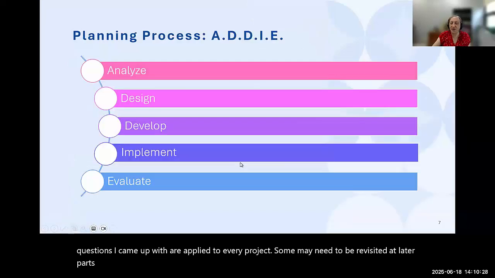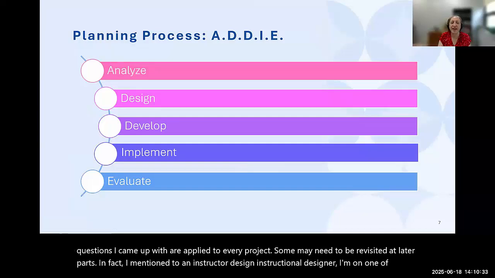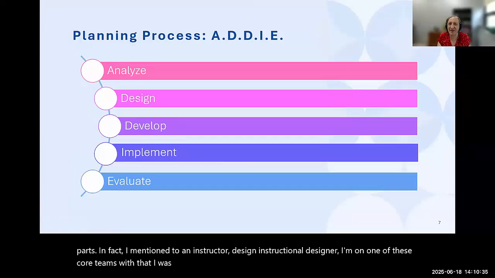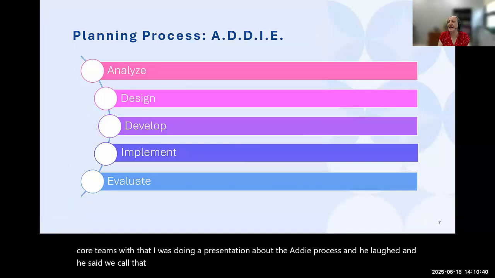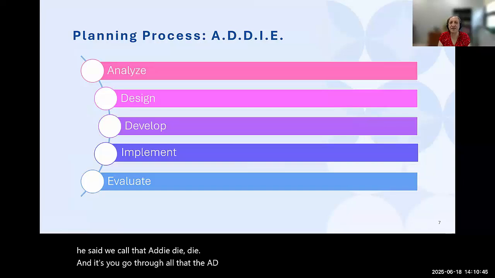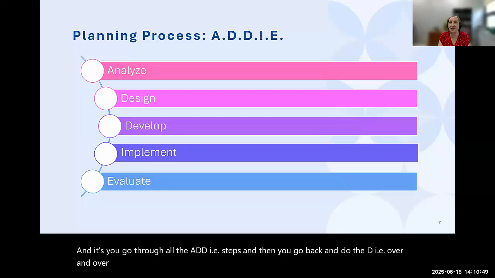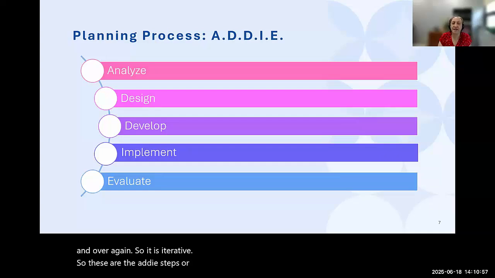In fact, I mentioned to an instructional designer that I'm on one of these core teams with, that I was doing a presentation about the ADDIE process, and he laughed and he said, "Oh, we call that ADDIE. You go through all the ADDIE steps, and then you go back and do the DIE over and over again." So it is iterative. So these are the ADDIE steps or phases: analyze, design, develop, implement, and evaluate.